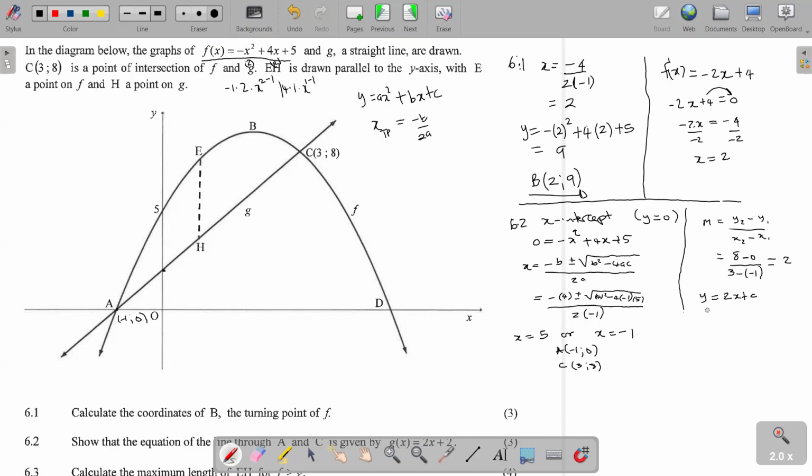We can even use the second one. So it will be 0 equal to, we can use this point A that we calculated, equal to 2x, but our x is -1 there, plus c. So 0 equal to -2 plus c. When you transpose, c is equal to 2. Therefore, the equation is given by y is equal to 2x plus 2. This becomes the equation.